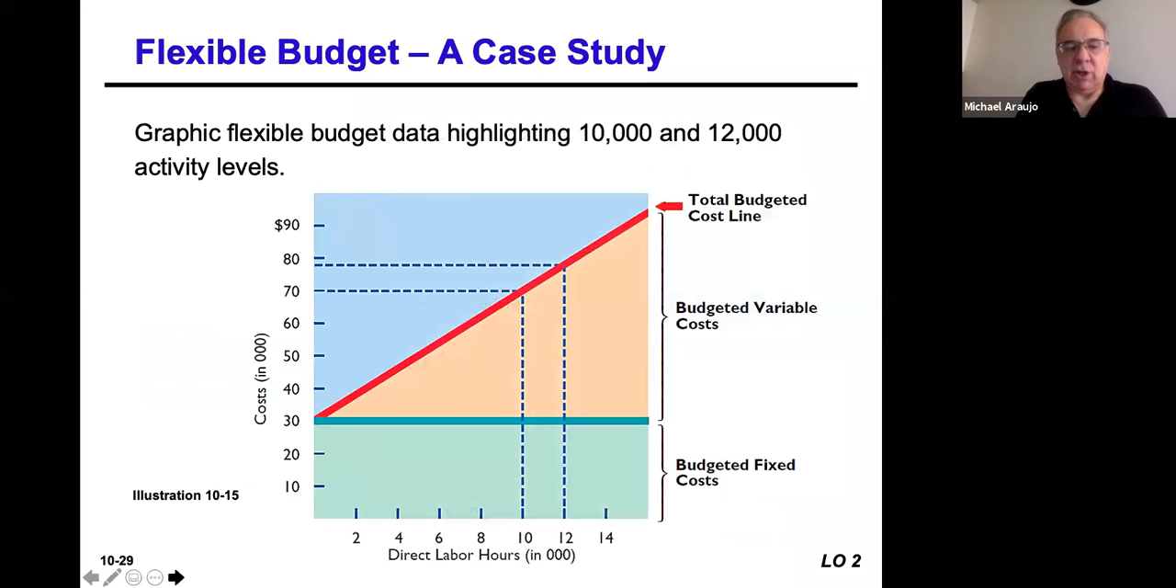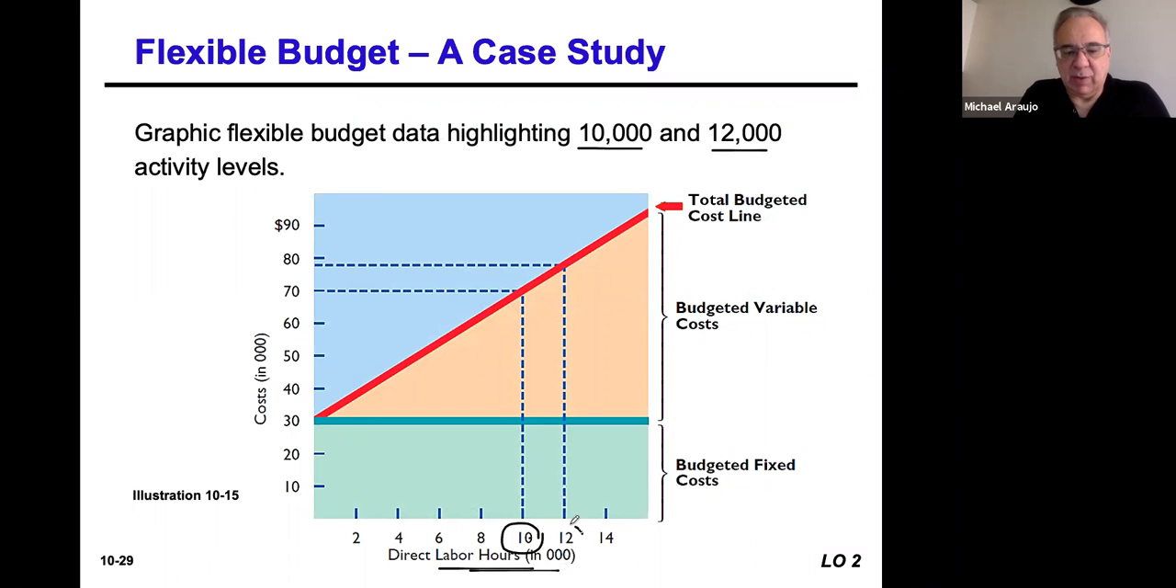Okay. So in essence, what you see here is a graphic. It's in your book on page 420. And again, the difference between 10,000 and 12,000 is here in terms of labor hours. Here's the 10,000 down here. Here's the 12,000 down here. And as you see, the budgeted fixed costs are going to be the same regardless, 30,000. That's why that line is flat.